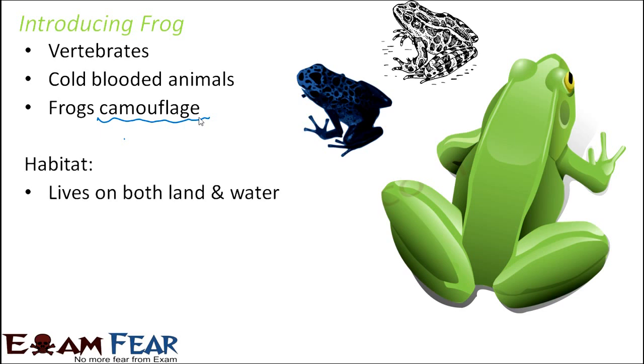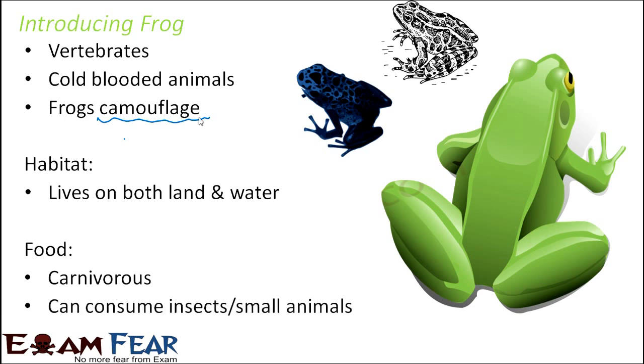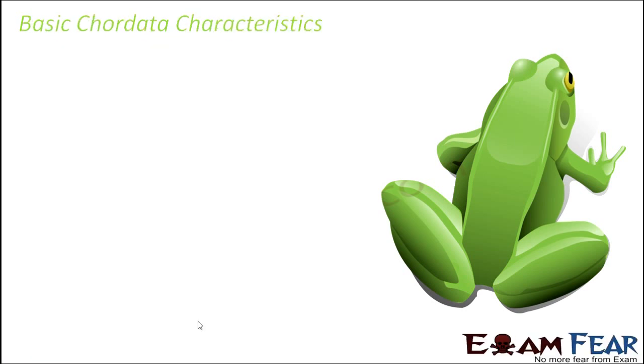Talking about the habitat, they live on both land and water, and that is why they are often known as amphibians. Amphibians means those animals which can live both on land as well as water. Food, they are carnivorous, that is they eat flesh. They can consume insects or small animals. So that is a brief introduction to frog.